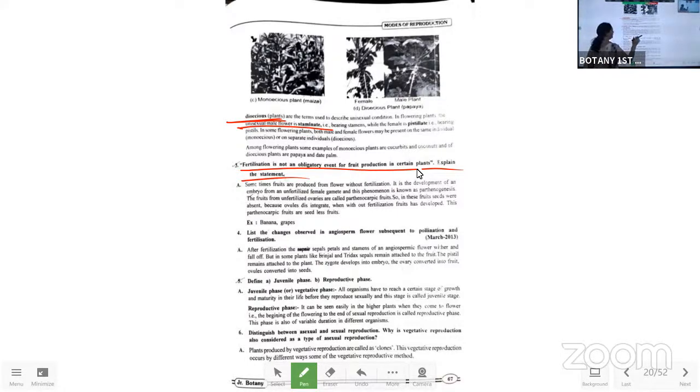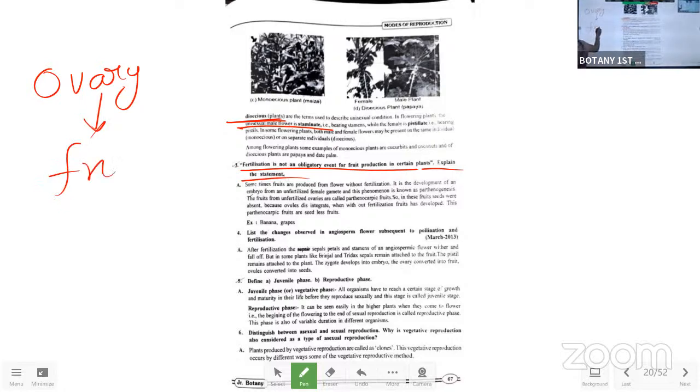Okay, so in some plants, fertilization means whenever the male and the female gametes are fused to form a diploid zygote, that is called fertilization. And this fertilization is the most important one to turn the ovary into fruit and ovules into seeds.